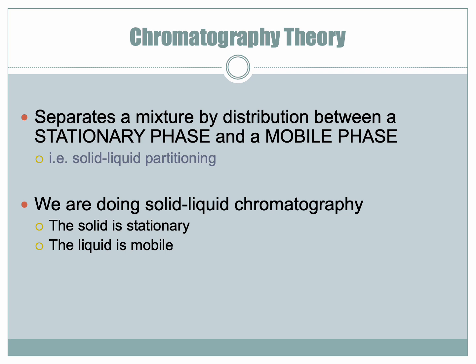We have two phases, a solid phase and a mobile phase, and the compound is going to spend more time on one or the other, similar to the partition coefficient. It either likes the stationary phase more or it likes the mobile phase more, so it spends more time in that phase. So we're doing solid-liquid chromatography, where the solid is stationary, that's the plate, and the liquid is mobile. So we'll use capillary action and dissolve our compound in a solvent and use the plate to separate that liquid.